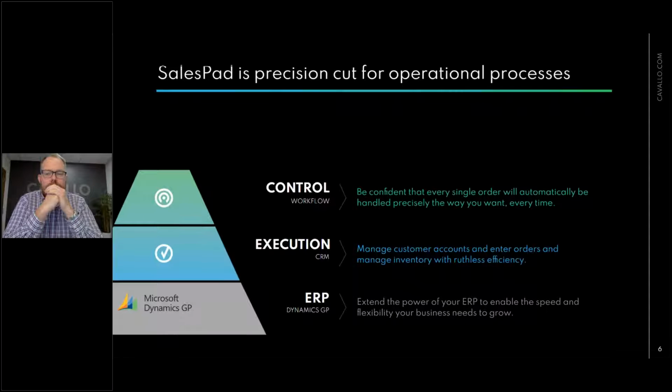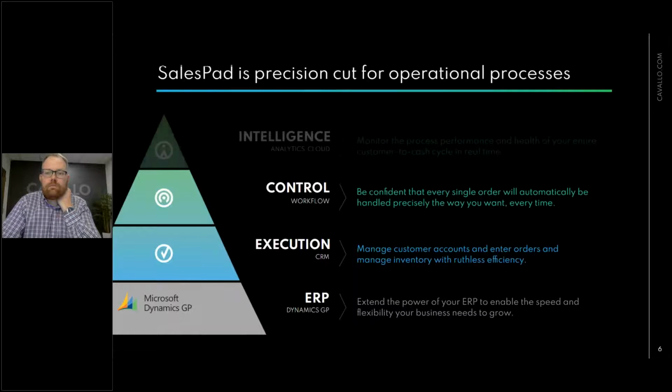And then there's a control layer. So many times you have a lot of manual things that you're doing within your operations through your software. We can help you take control over that by automating it to make sure that that process happens the exact same way every time.